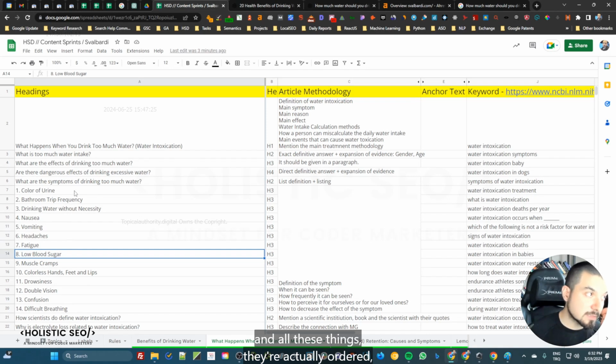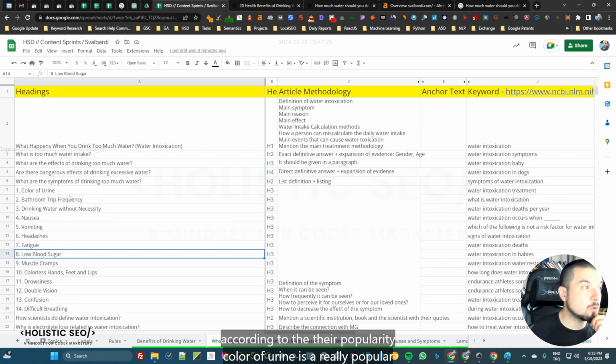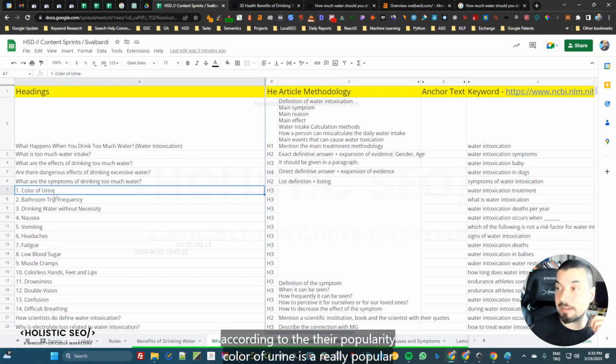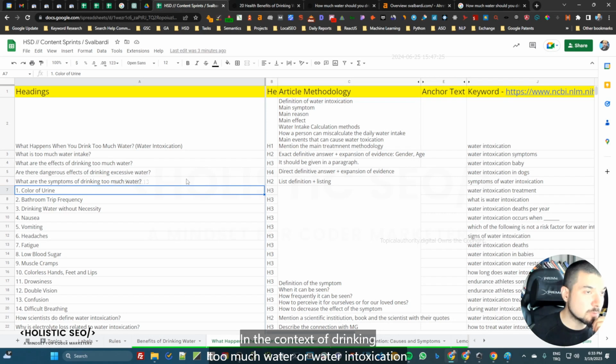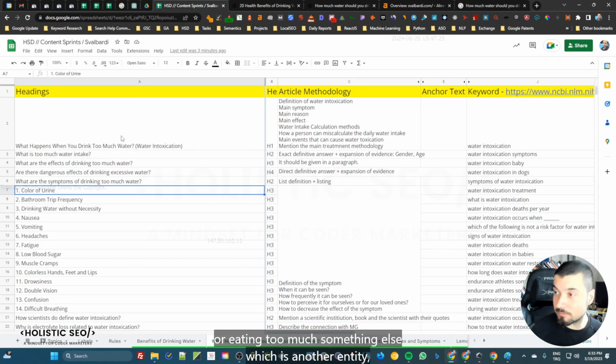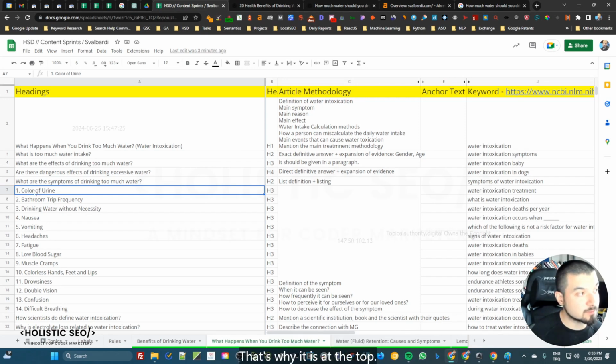And all these things are ordered according to their popularity. Color of urine is a really popular symptom for many other diseases as well. If one of the symptoms is a kind of root attribute for many other entities of the same type, try to use it. In this case, color of urine, in the context of drinking too much water or water intoxication, or different types of intoxication, or eating or drinking too much of something else, which is another entity, it will always be there because it's one of the most important health signals. That's why it is at the top.